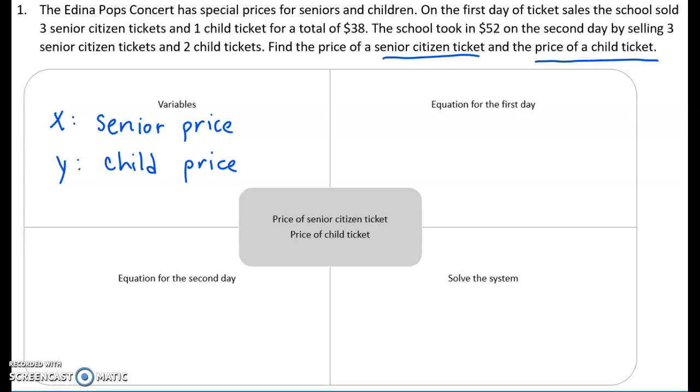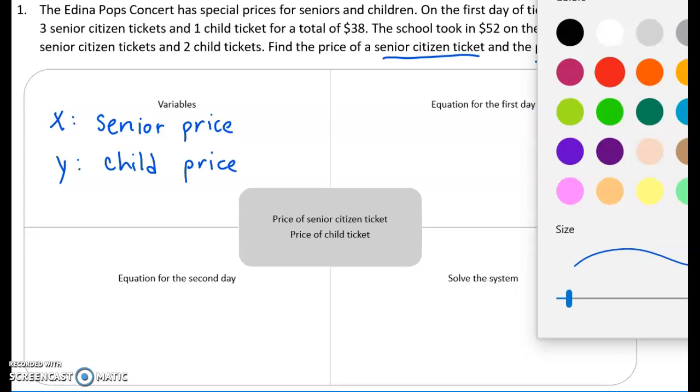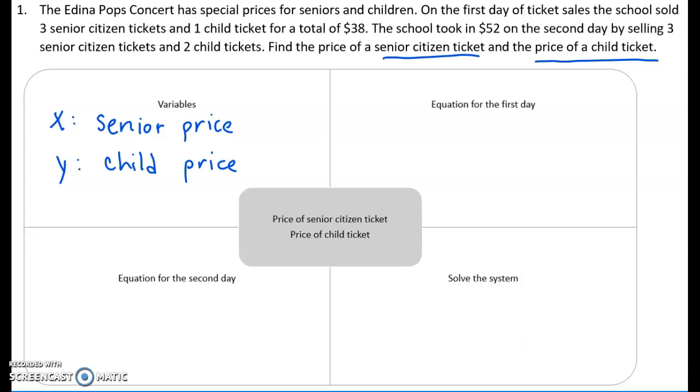Then they gave me 2 days of information. So on the first day of ticket sales, the school sold 3 senior citizen tickets and 1 child ticket for a total of $38. So I'm going to write that equation down. So that would be 3 senior citizens. So 3 times the price of a senior citizen ticket plus the price of a child ticket makes $38.